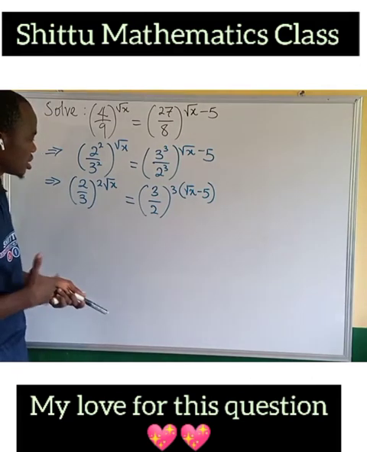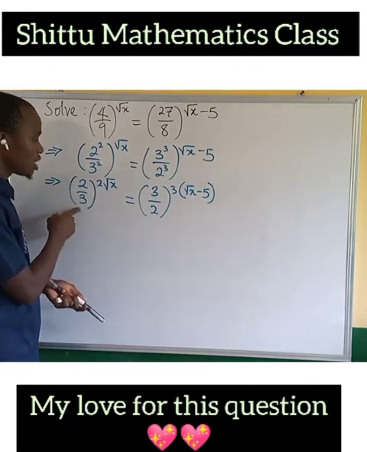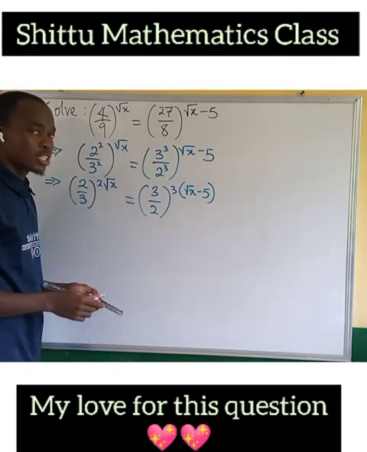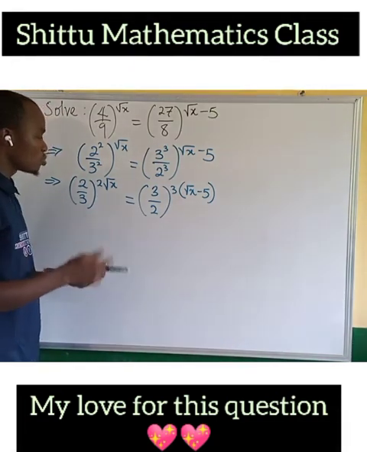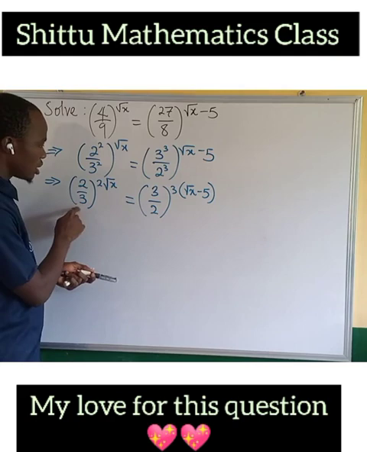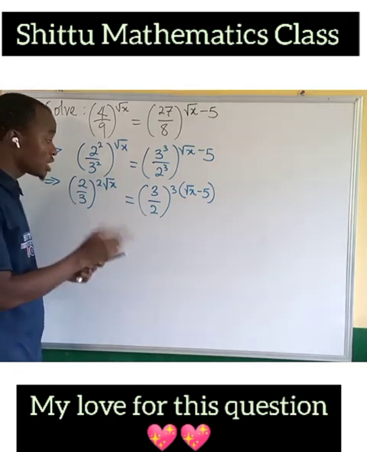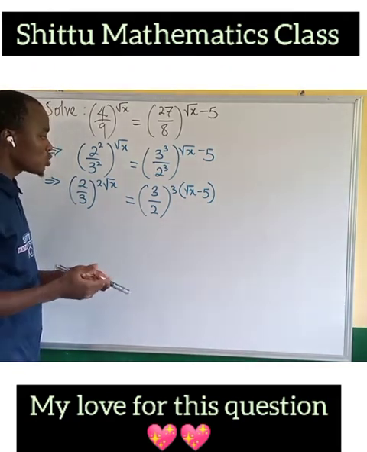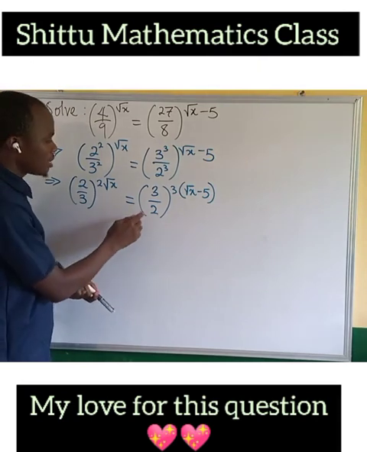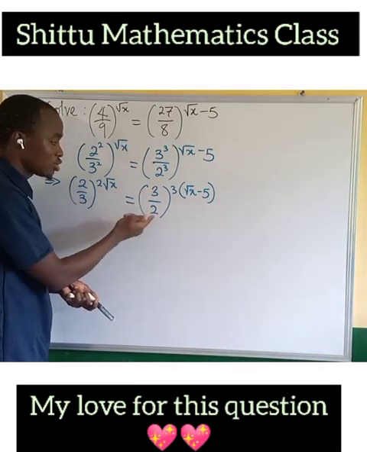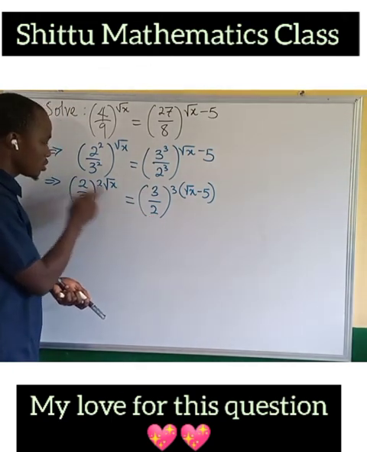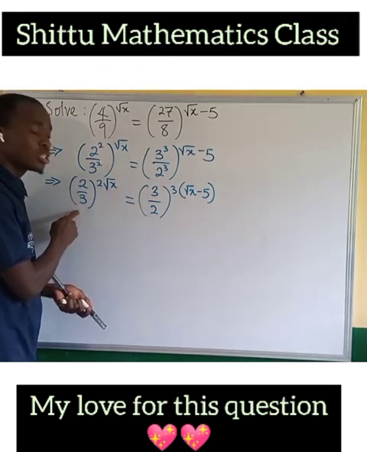So from here, what's the next thing to do? You can see that we have 2/3 here and 3/2 here. Up to now, they are not the same. Are you getting it? What can we do to either this one or this one to make them the same? What we can do here is take these two. If the 2 can come up and the 3 come down, we are going to have 2/3 here and 2/3 here.